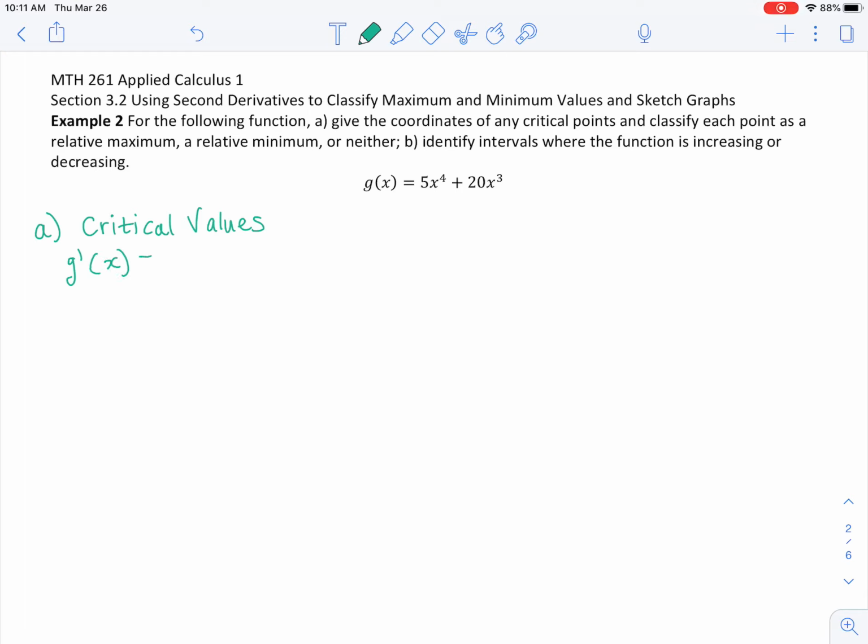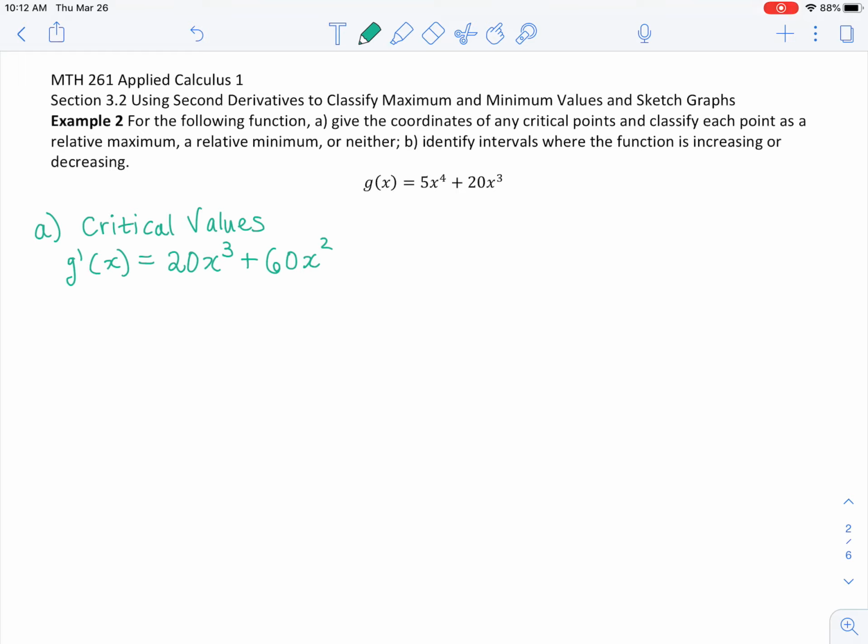That's where my G prime is going to be 0. So let's find G prime. G prime is going to be 20x to the third power plus 60x squared. Oh, this is your second homework problem. I just clicked on similar problems to get a random example because I wanted to go over this one with you because you will see this on your homework.